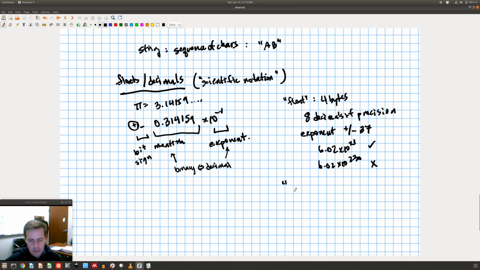Often, programs like Excel, we'll see, use what are called doubles, okay, which is 2 times the bytes of a float. Okay, and in this case, that means you get about 16 decimals of precision. Okay, and you get, where is it? About plus or minus 308 in terms of the exponent.